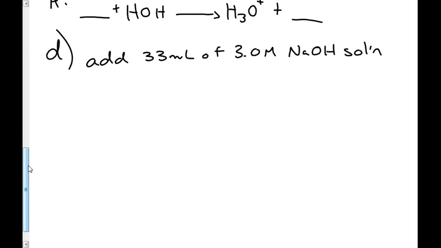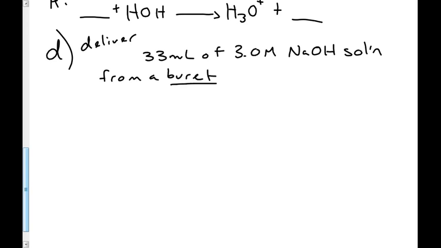Okay. All right, good, you're using the burette. What you could do though is just write, deliver 33 mils of solution from a burette. So did you say put it in a burette and then you're going to transfer it to something else? Yeah. Okay, that's great. At some point you could say deliver 33 mils of solution from a burette. Make sure you hit the main things, the equipment. You gotta hit the equipment.